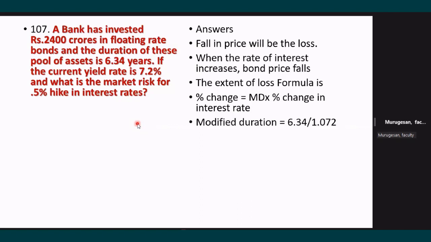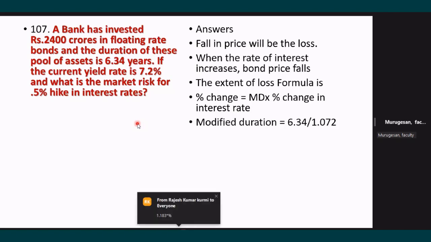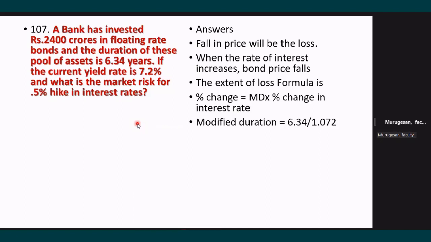When the yield rate increases, the market value of the bond comes down. This is an international theory. When the interest rate increases, the market value of the bond comes down. Conversely, when the interest rate, coupon rate or yield rate comes down, the market value or market price of the bond goes up. Understood? But to measure how much it will go, there is a formula.